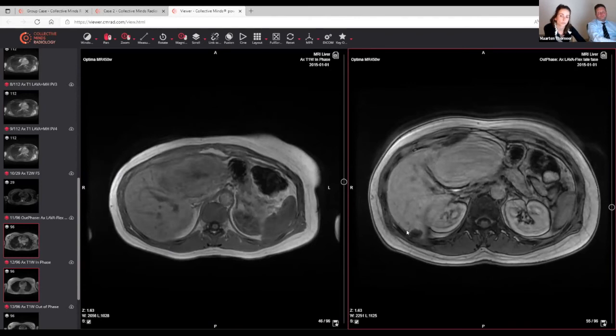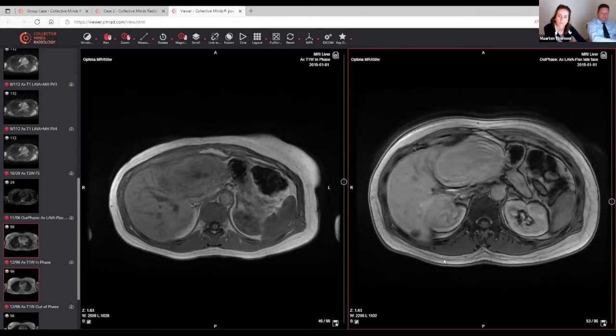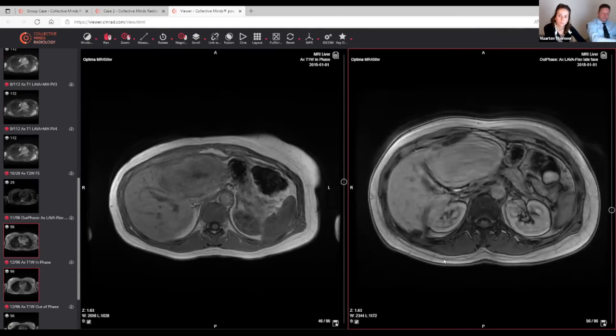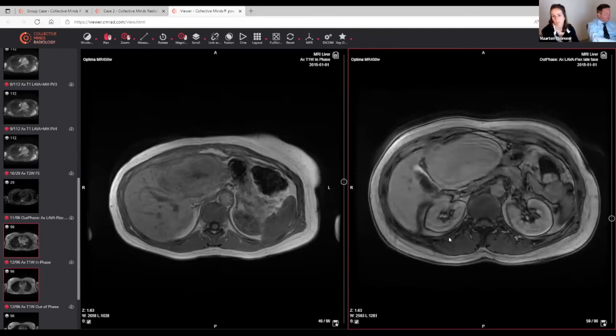It has a signal drop, a diffuse signal drop in the lesion. There are two signs: it is diffuse and inhomogeneous signal drop. These are the two characteristics which are very typical for steatotic adenoma. So this is a typical steatotic adenoma with pseudo washout.